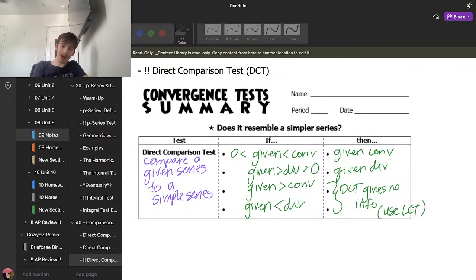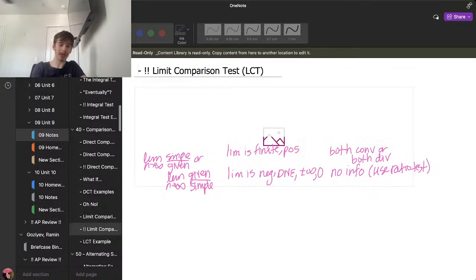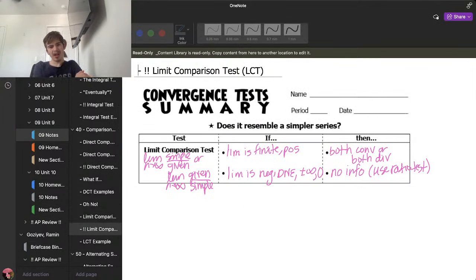If the given is greater than convergent, we can't assume it converges or diverges. We just have no info. If the given is less than divergent, we don't know if it diverges or converges, so no info. That's when we rely on limit comparison test. Simple over given or given over simple, it doesn't matter. Same ratio-ish. Limit is finite and positive. Both behave similarly, the given and the simple that you're comparing it to. If the limit is negative, does not exist, positive or negative infinity, zero, stuff like that, no info, rely on ratio test, which we will cover in a second.